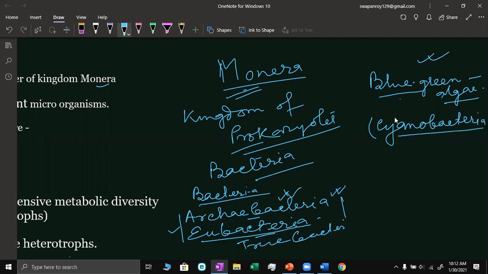Cyanobacteria, because this one was kept under class Cyanophyceae. They are also known as Cyanophycean members. They are also called blue-green algae. As they have more similarity with the bacteria, they are also called cyanobacteria. So Archaebacteria, Eubacteria, and Cyanobacteria. And another type of bacteria is also known as filamentous bacteria.